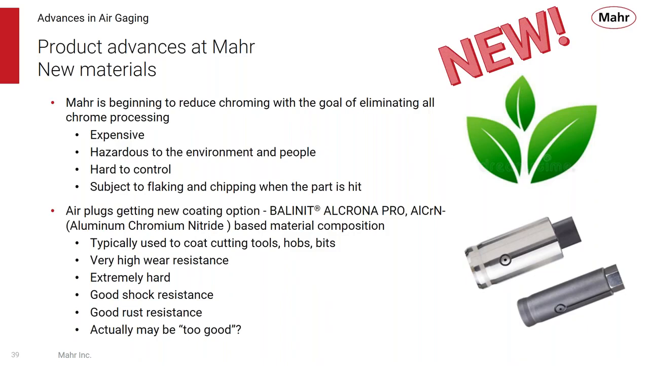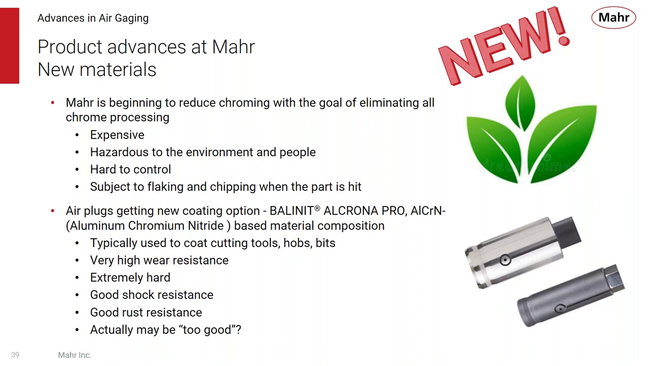Another advancement that we're working through now is some new materials. Mahr is beginning to reduce chroming with the goal of eliminating the whole chroming process. As you can imagine, chroming is expensive, it's hazardous to the environment and to people, it could be difficult to control, and it's subject to flaking and chipping when the part is hit.